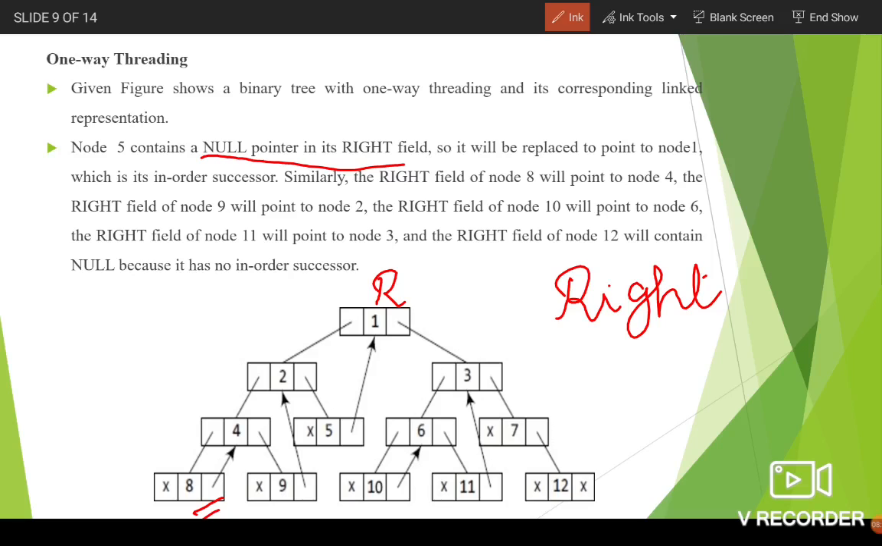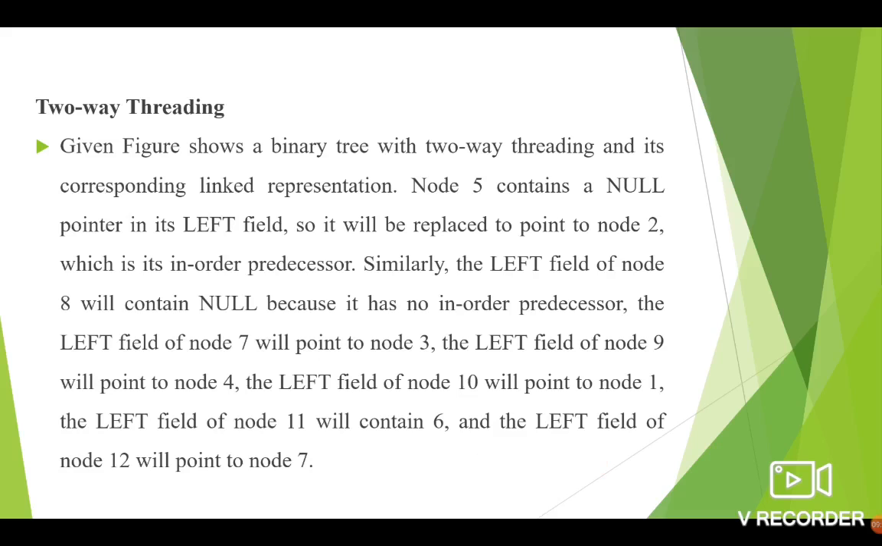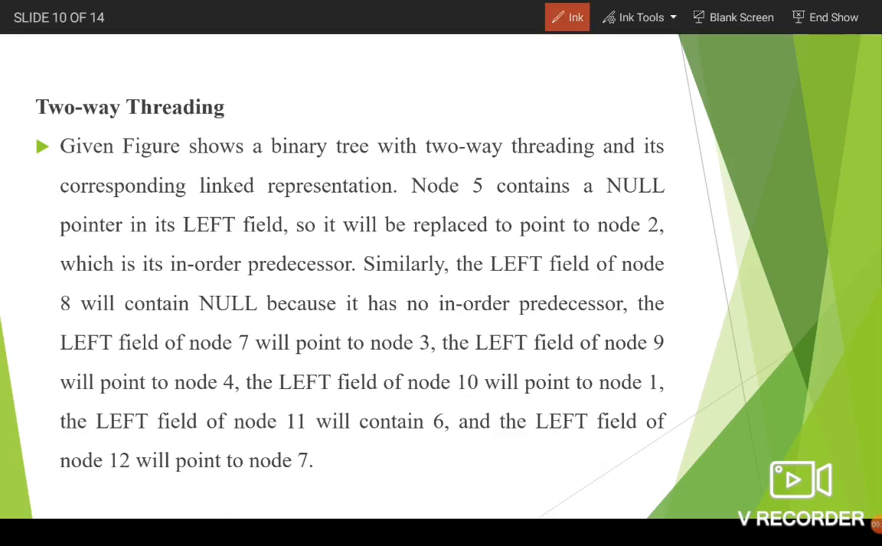But what happened for the node 12? Its right field is null because it does not have any in-order successor. Because its previous field is also null, its in-order successor is null. So that's why for the node 12, both the fields are set to null. So that's about a one-way threaded tree. We move on to the two-way threading. As I told, in two-way threading, you can have both the left thread as well as the right thread.